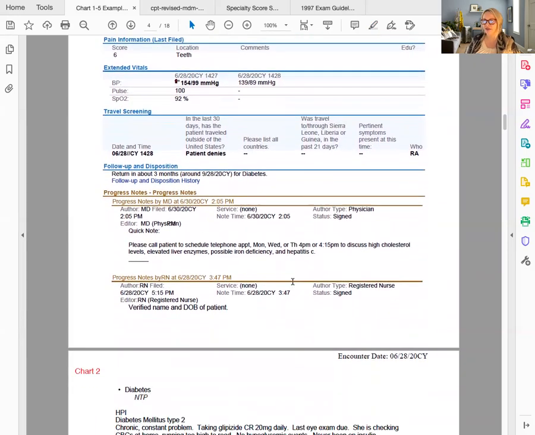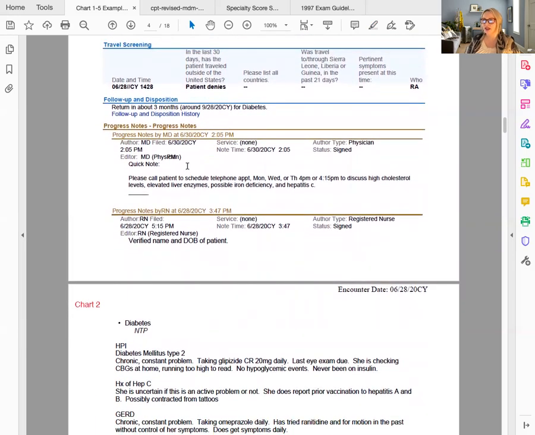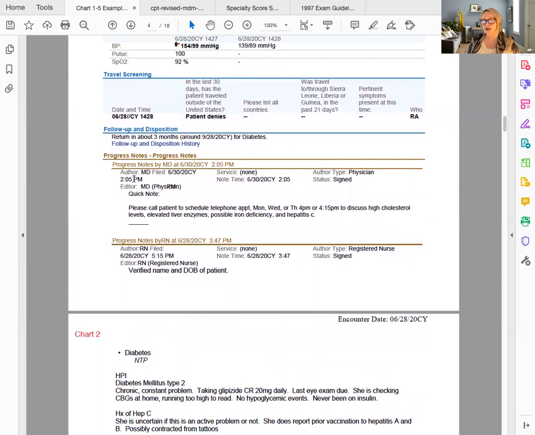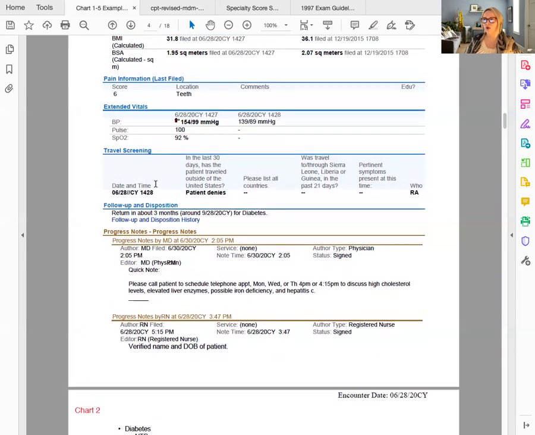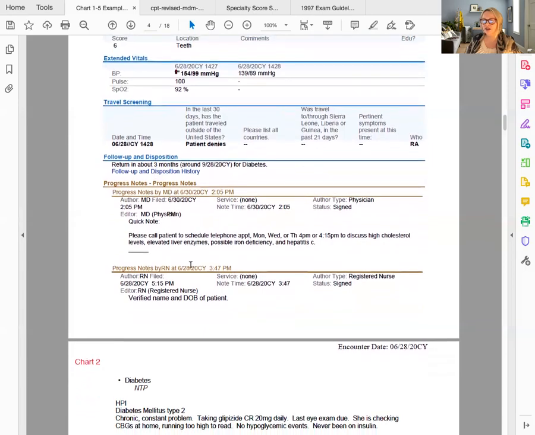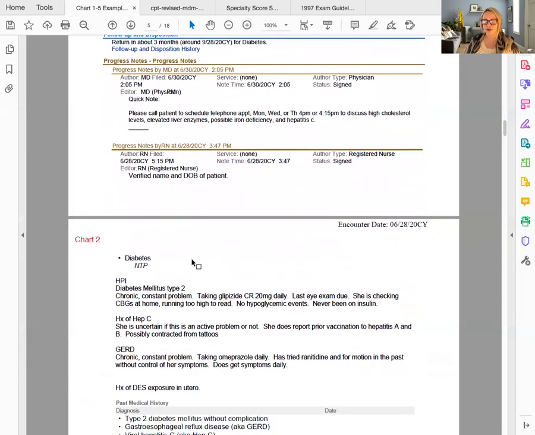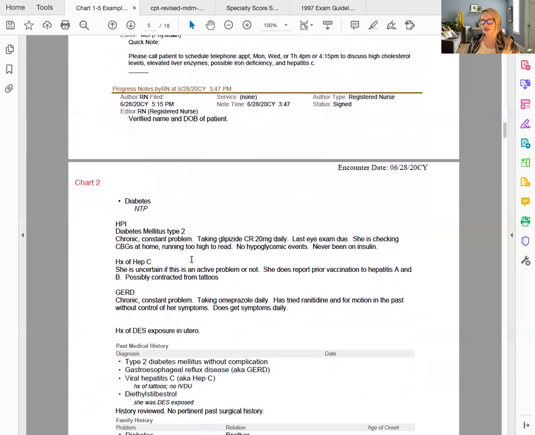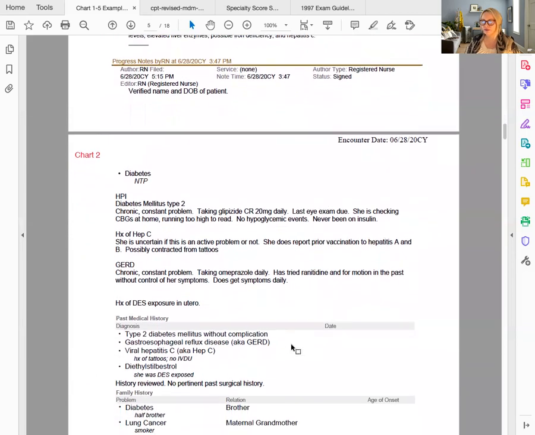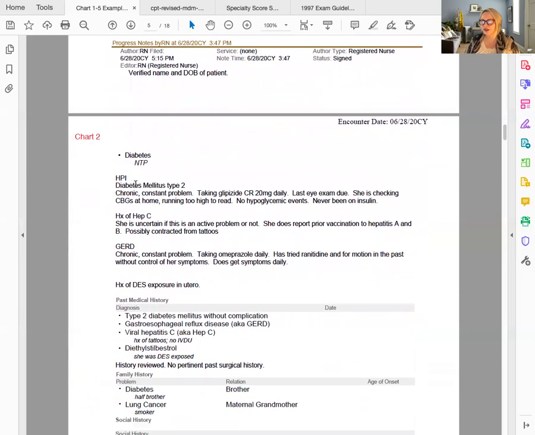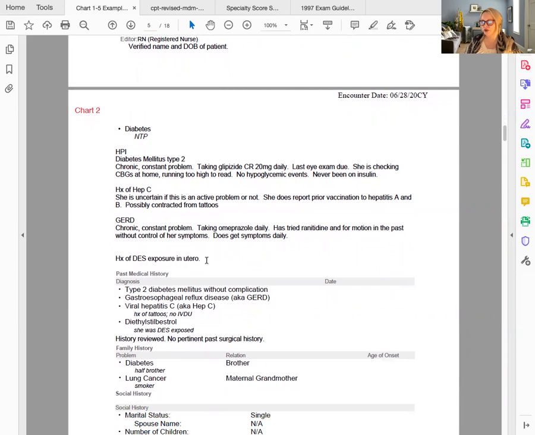Our last one didn't have any documentation of time, even though they had things like what time the provider put the note in or what time the patient was seen. There needs to be a statement of the provider's time in the provider's documentation to count time as an element. We can see here that this patient is being seen for diabetes as a new patient. There's details about the diabetes. They also have a history of hepatitis C and GERD, as well as DES exposure in utero.